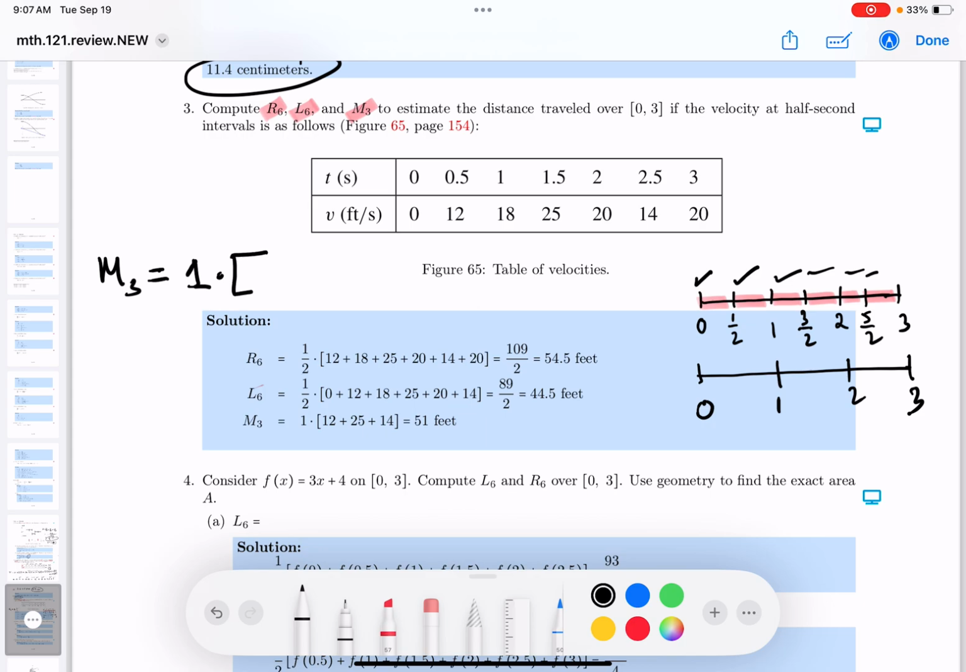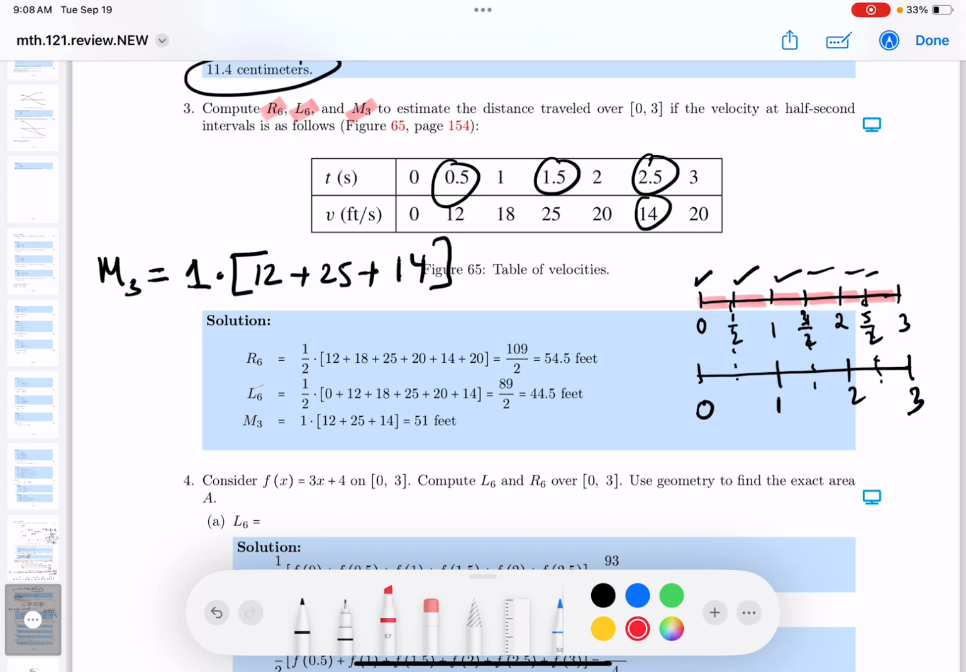But I've got to do the midpoint. So really what I'm looking at is 1/2. What's the height at 1/2? It's 12. Plus, I'm going to look at the next one, and it's going to be the height at 3/2. What's that going to be? 25. And there's going to be 3 of them, though. What's the next one going to be? The height at 5/2, which is going to be 14.